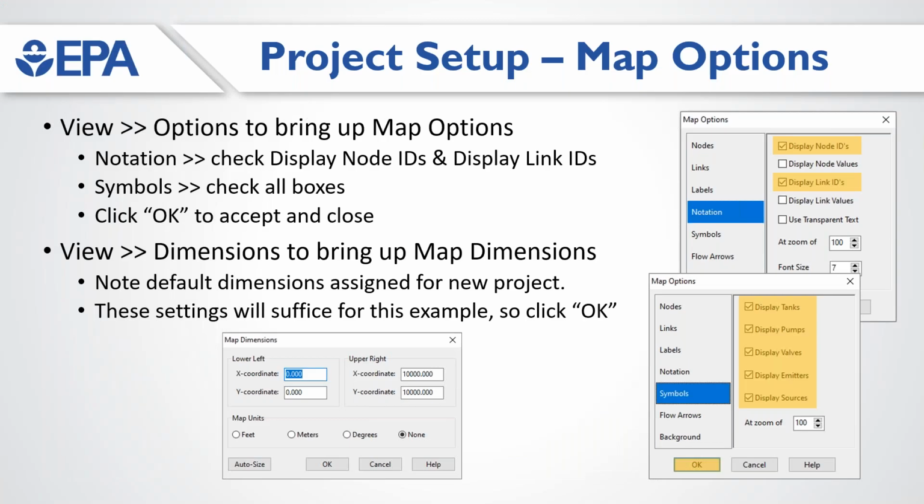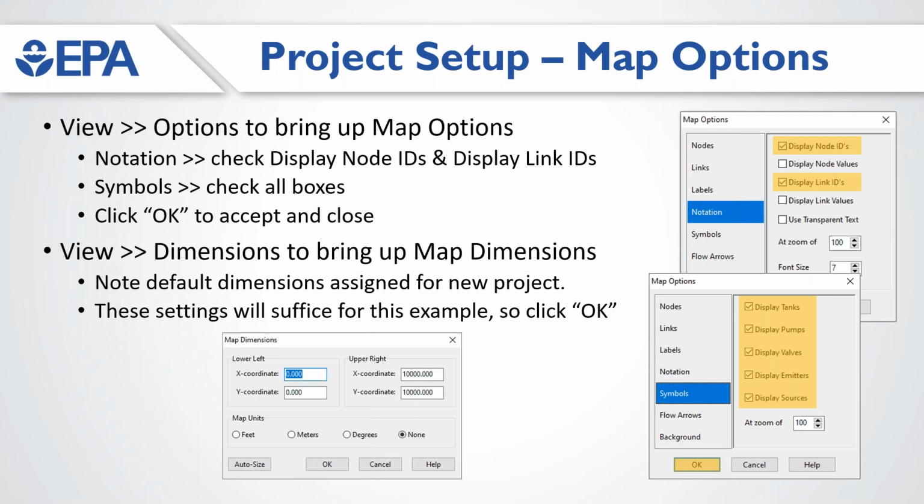Okay, hopefully you followed along there. Next, we will select some map display options so that as we add objects to the map, we will see their ID labels and symbols displayed. In the map options window, under the notation page, check the boxes to display node IDs and display link IDs, like the top figure shows. Then in the symbols page, make sure all the boxes are checked.